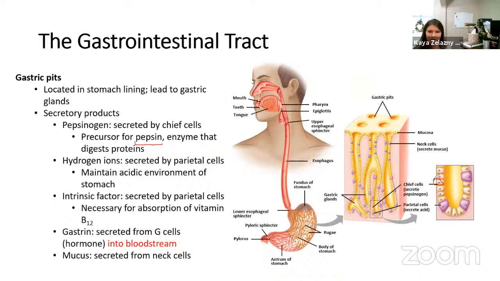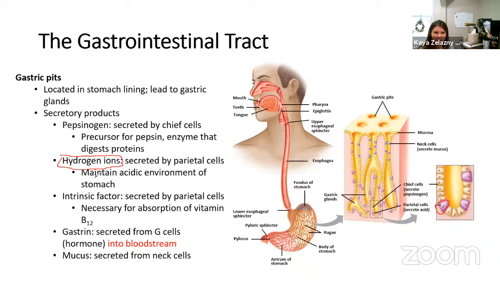But our other cells here in the gastric pits and in the gastric glands are doing things too. So those parietal cells are producing two different products. The parietal cells are going to be producing hydrogen ions. The hydrogen ions are going to maintain the stomach as a very acidic environment. So we're basically going to have hydrochloric acid in the stomach. And that hydrogen is coming from the parietal cells.